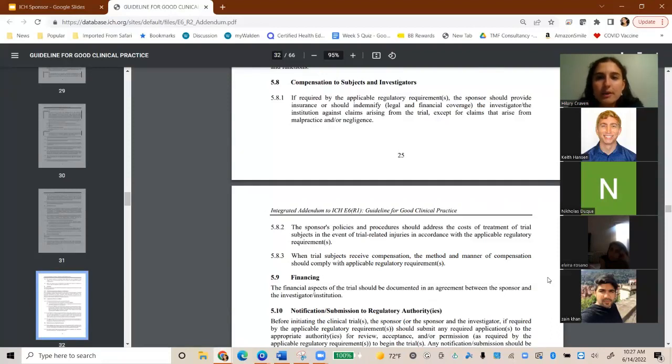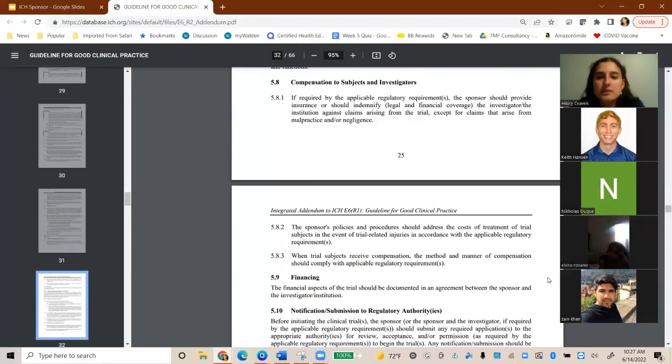If required by the applicable regulatory requirements, the sponsor should provide insurance and other legal and financial coverage to the investigator and institution against claims arising from the trials, right? So if anything happens, it's on the sponsor side. So they need to provide insurance. And usually the hospital will also have insurance, but you will have clinical trial insurance, which is expensive, right? Because things can go wrong.